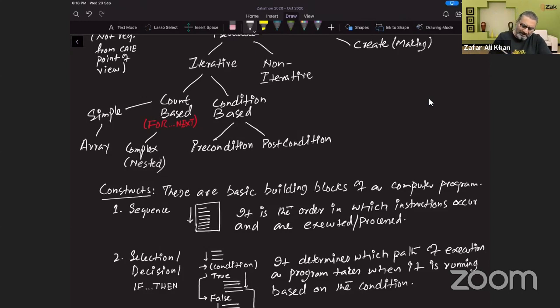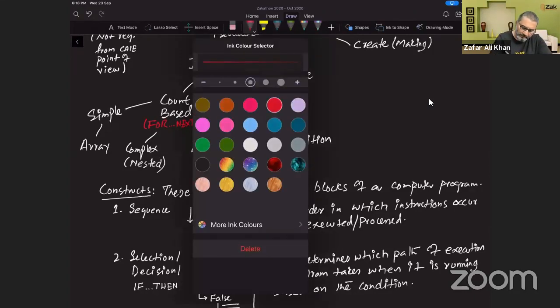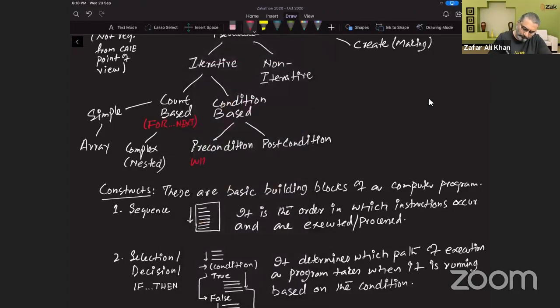The pre-condition we do with while and end while. So while and end while we used to have pre-condition loops or iterations, and post condition is repeat until.